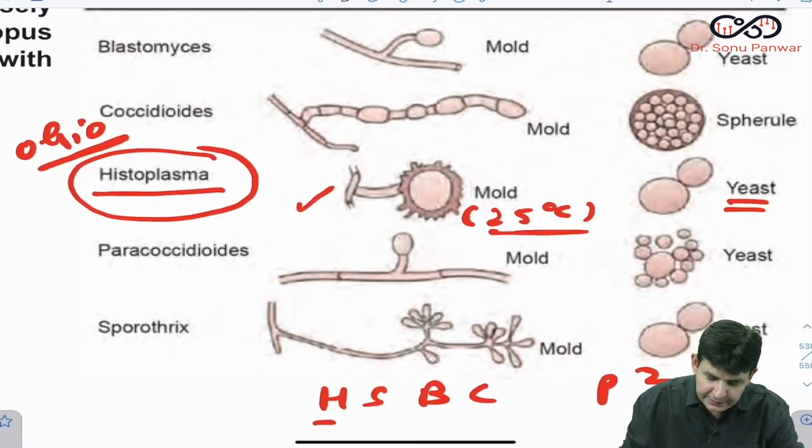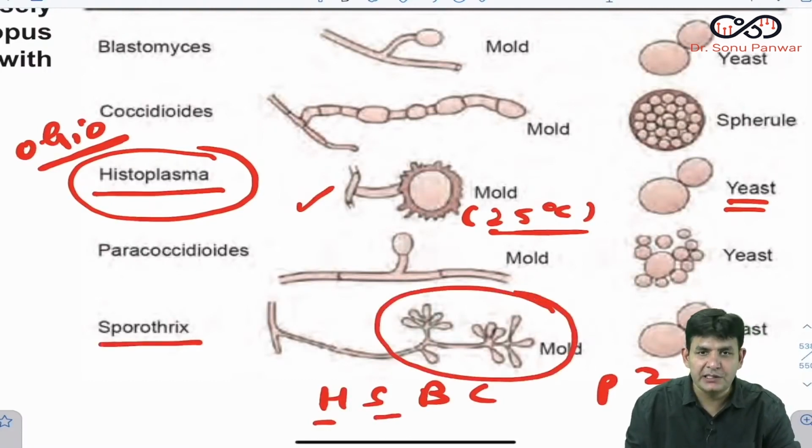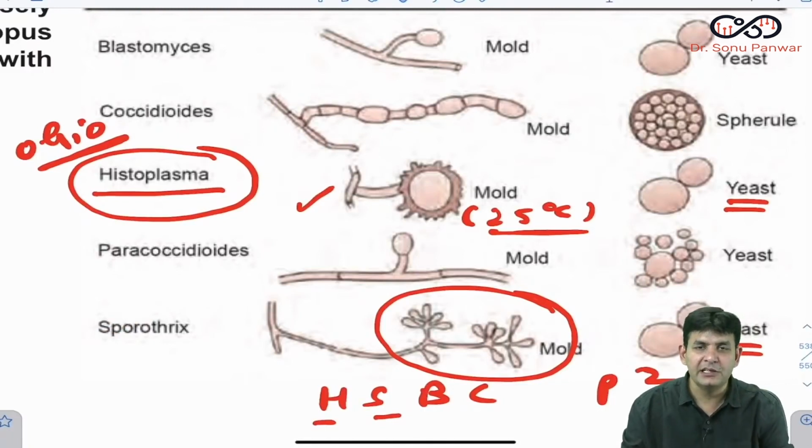Regarding the S, that is sporotrichosis, I have already told you, this is termed flower-like sporulation, and another feature is narrow-based budding or cigar-shaped yeast cells. In the INICET exam, they gave a picture of sporotrichosis, that is the sporotrichoid pattern, and the spread is lymphocutaneous spread, which is the most common seen in sporotrichosis.